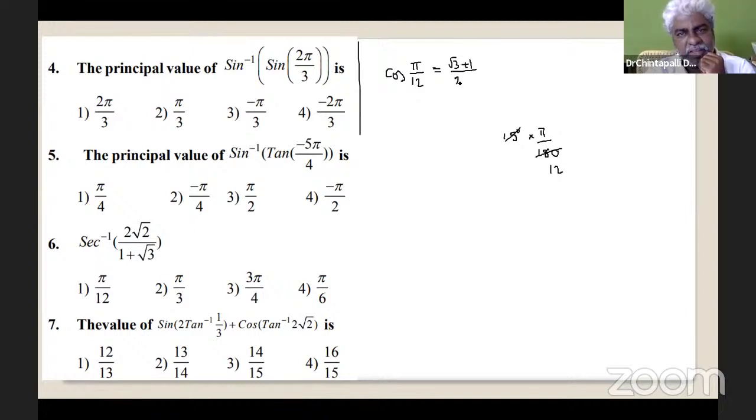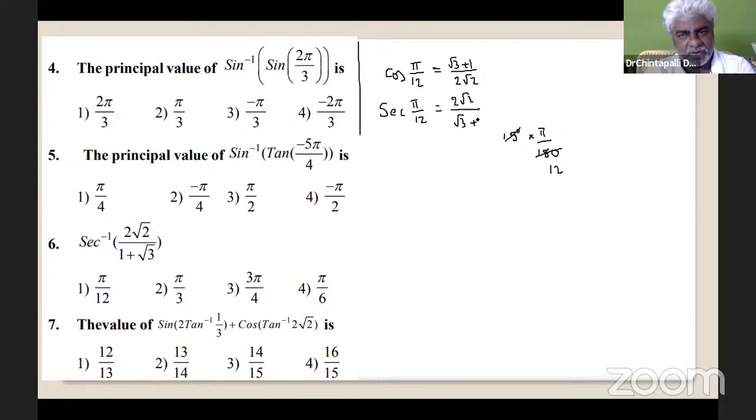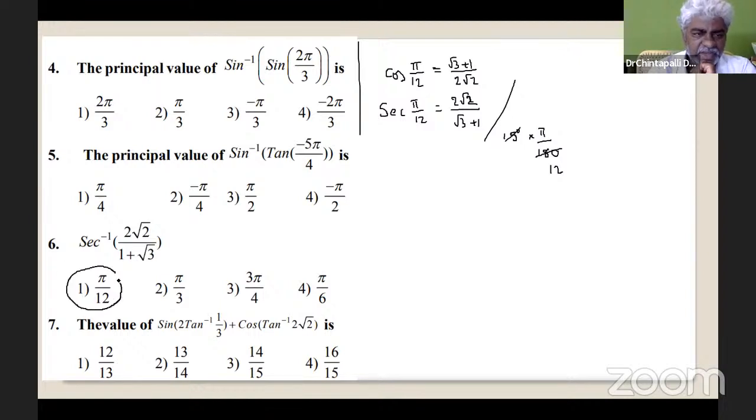Very good. Taking reciprocals on both sides, what is the reciprocal of cos? It is sec. Sec pi by 12 is 2 root 2 by root 3 plus 1. So the answer for the sixth question is pi by 12. As we know, cos pi by 12 is root 3 plus 1 by 2 root 2, and sec pi by 12 is 2 root 2 by root 3 plus 1. That's why sec inverse of 2 root 2 by root 3 plus 1 is pi by 12. Got it?